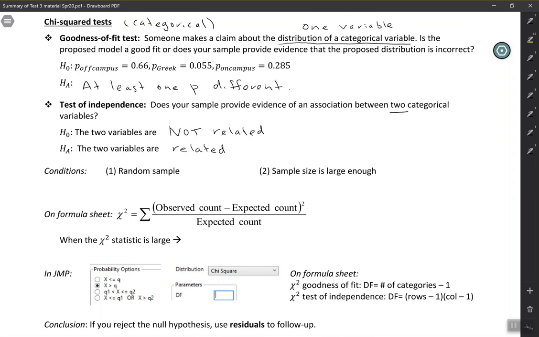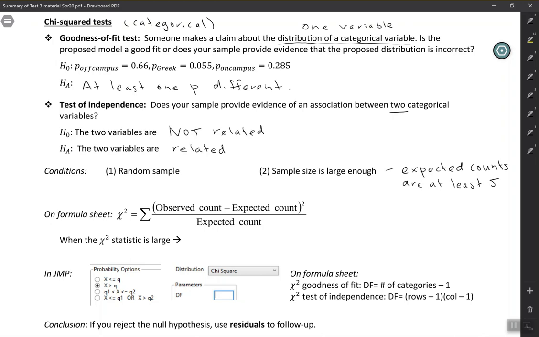These 2 types of chi-squared tests, they both have the same conditions. So you need to have a random sample. We've talked a lot about that, so I'm not going to go into more detail here. And you need to make sure your sample size is large enough. So we've always had a sample size condition, but we're going to check it a little bit differently here. The thing that you check is based on the expected counts. So specifically, you want to make sure that your expected counts are all at least 5.